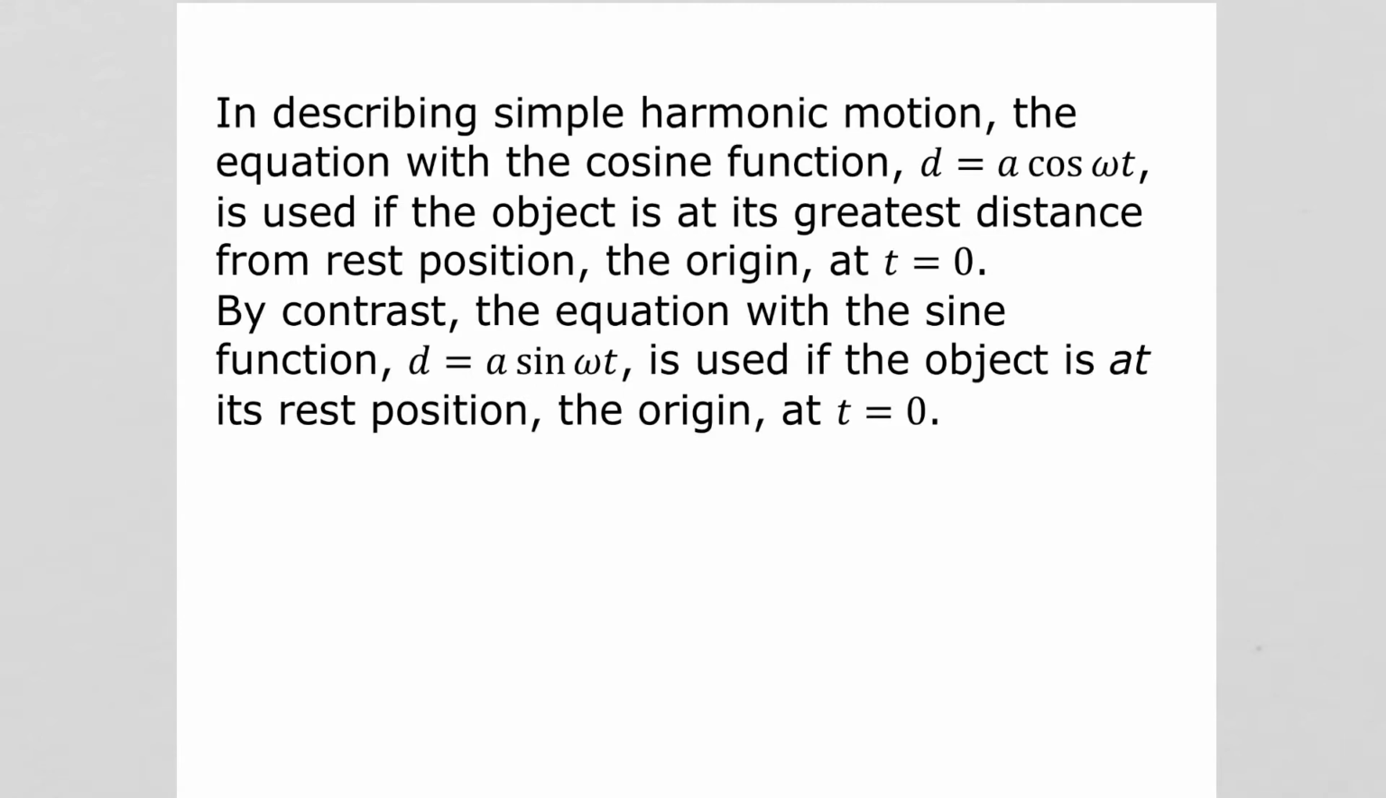In describing simple harmonic motion, the equation with the cosine is used if the object is at its greatest distance from rest position. By contrast, you use sine if the object is at rest position at the origin. So that tells you whether you use sine or cosine.